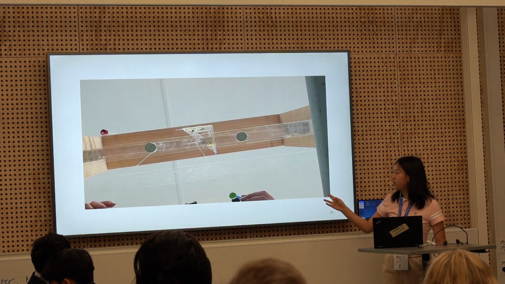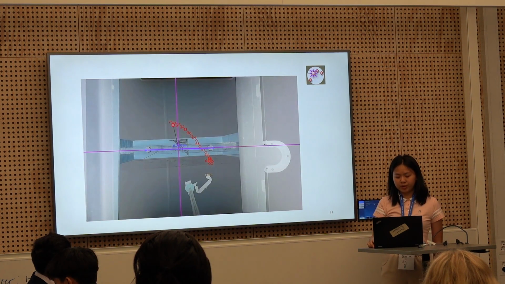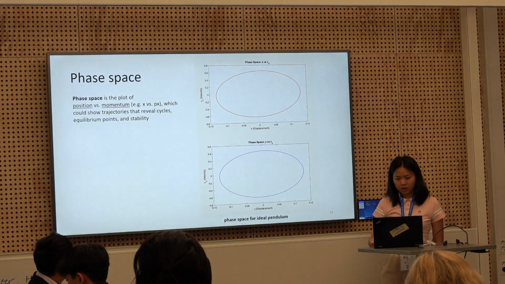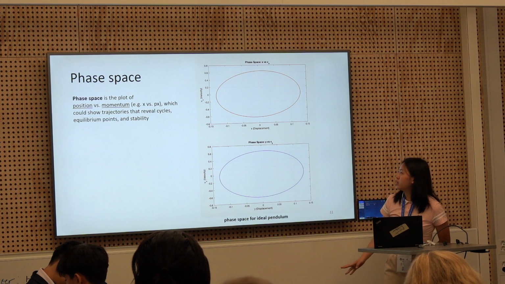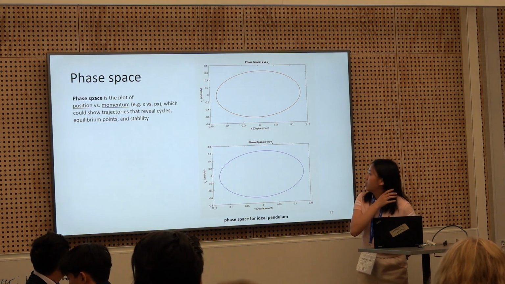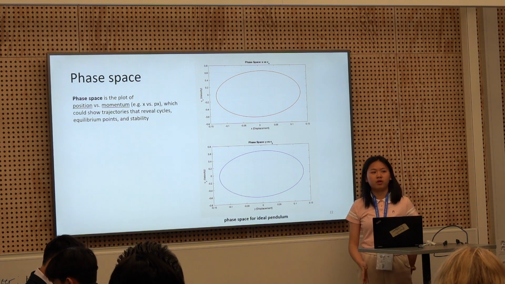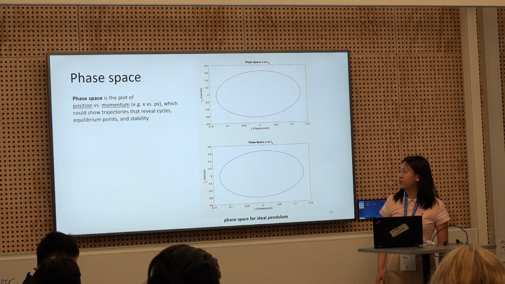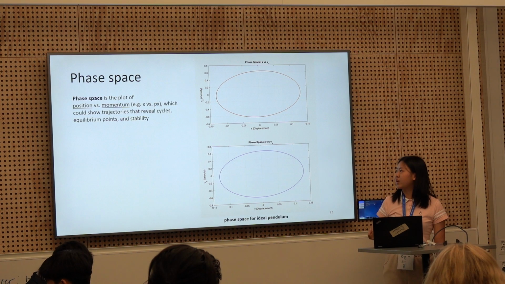That's a view of the video we take, and we put it in Tracker to analyze it in the x and y directions. What we got, one of them, is the phase space, and we use phase space to describe the motion. The phase space is defined as a plot of position versus momentum. You can also regard it as position versus velocity, because mass doesn't change in our investigation.